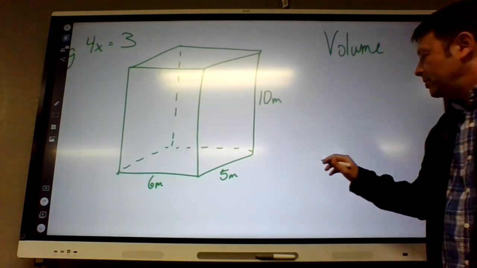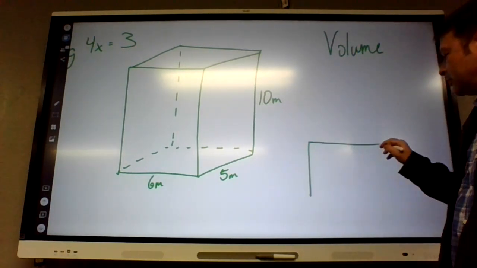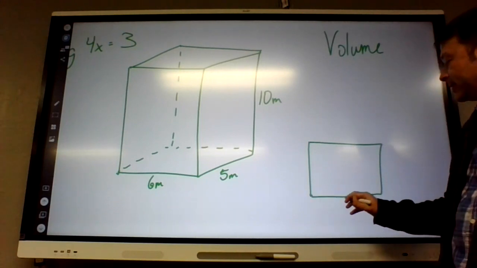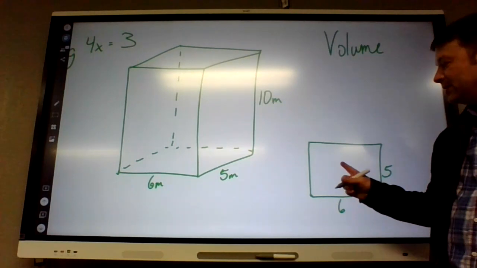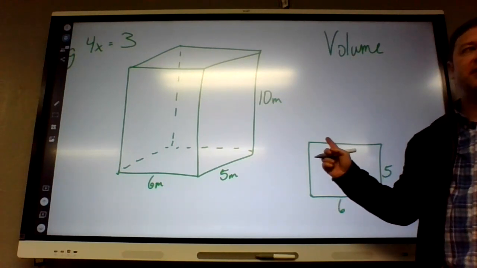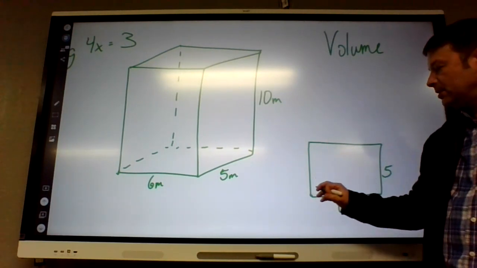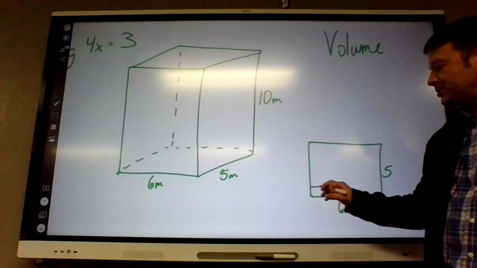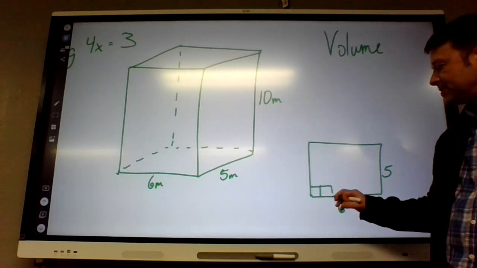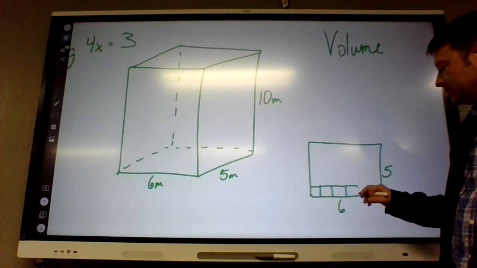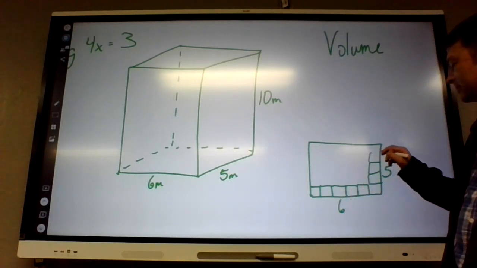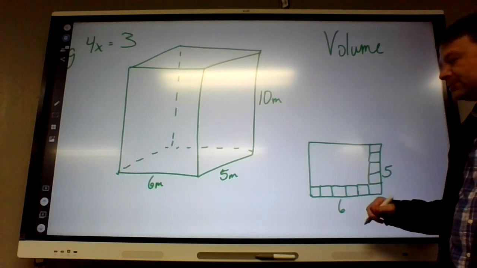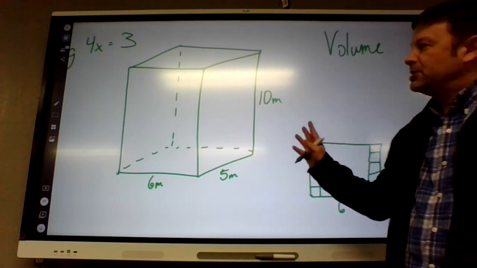Okay, well, a couple chapters ago, when we did areas of rectangles, how did we measure the area of a rectangle? Yeah, it's how many square units fit inside, right? Like if this had 6 by 5, then it had 30 square units, right?